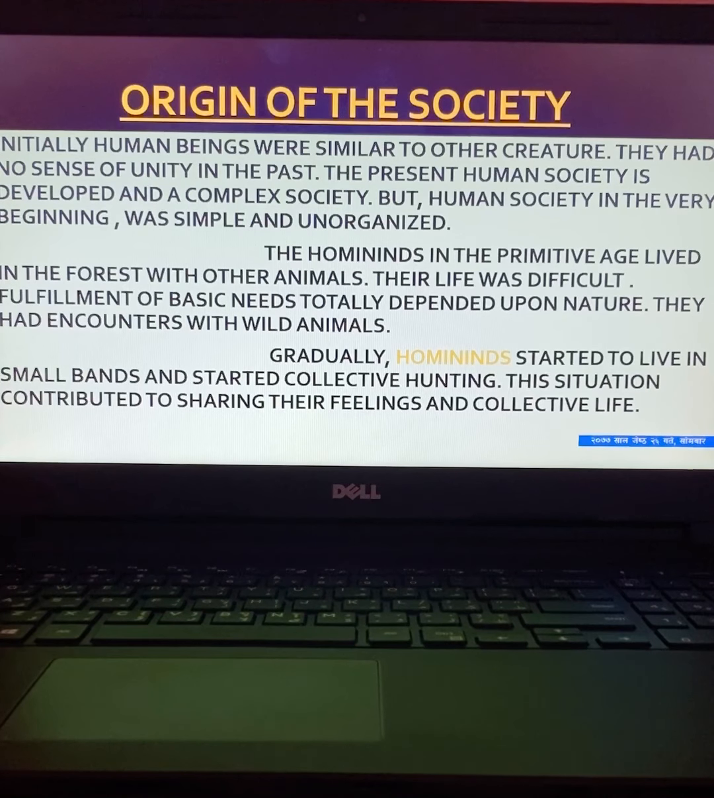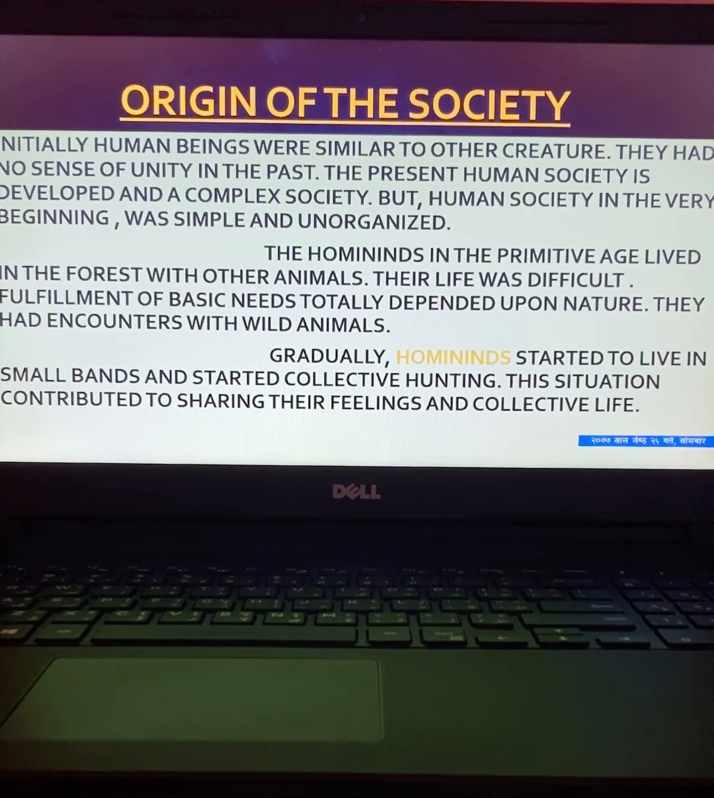Gradually means slowly. Slowly, hominins. Hominins means you can refer to yourself as a hominin, because hominins are the group of primates that includes humans, gorillas, and chimpanzees. We originated from the chimpanzees and the gorillas. Because of that, you can call yourself a mixture or hybrid of the gorillas, chimpanzees, and apes, whatever we call.